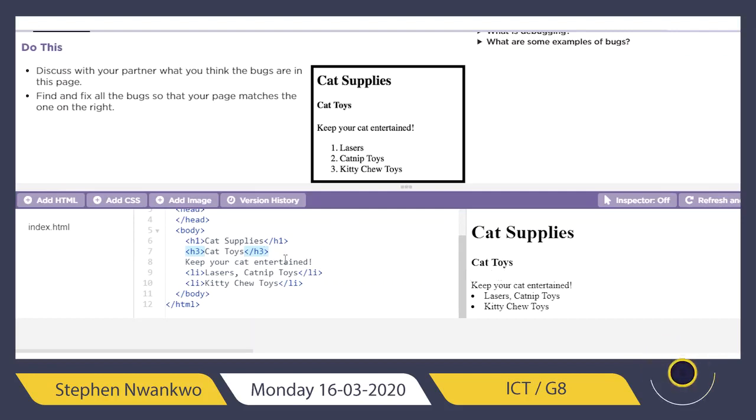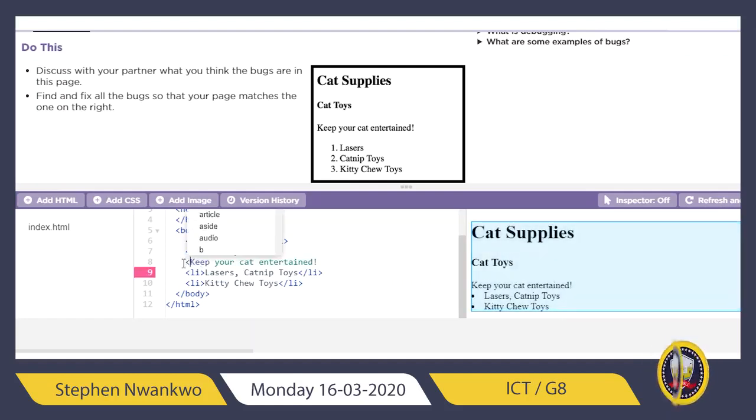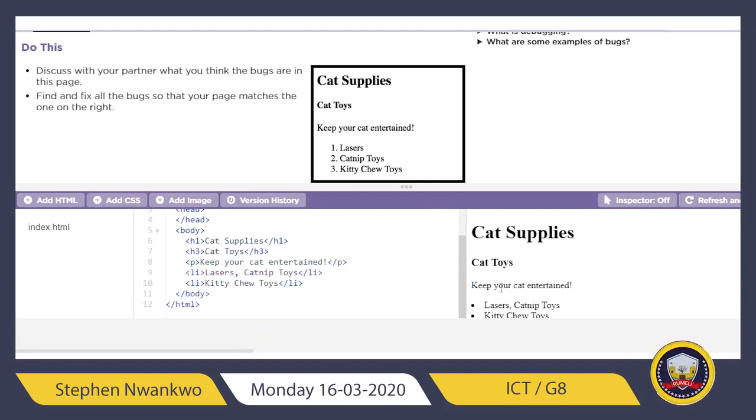So the next one is what? Keep your cats entertained. Now keep your cats entertained doesn't have any problem, but it is a paragraph tag. But over here, you don't have a paragraph. So what do you do here? You add a paragraph tag to keep your cat entertained, because it is very necessary. Paragraph tag. Now you close it with P. That is it.